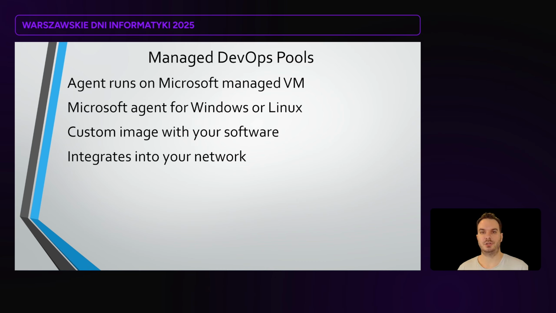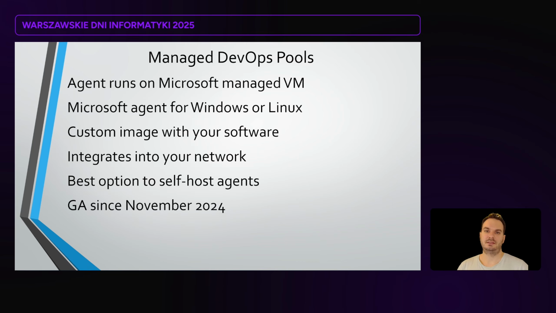And this service also integrates with your network. So if you need secure deployments, then you can easily integrate it with your VNet and connect to other Azure services over a private connection. And as I said before, I think that's the best option we have right now for self-hosted agents, because it gives us the power of virtual machines and combines it with the management of Microsoft, so we don't have to take care of anything.